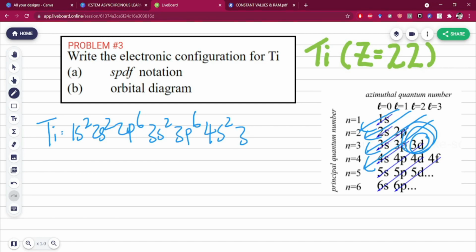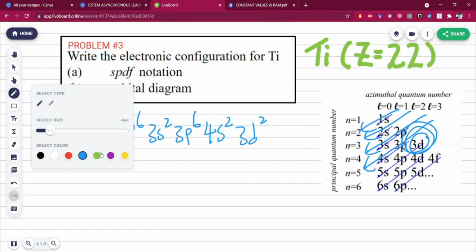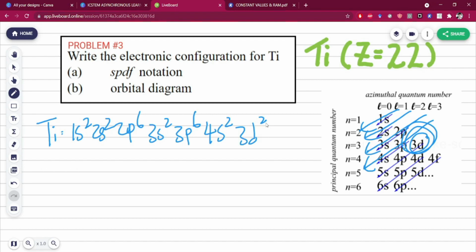So you're going to get 3d2. So let's have a look. 6, 7, 8, 9, 10, 6, 7, 8, 9, 10, 20, 22. But do remember, once you start filling in electrons in the 3D, even one electron, then you're going to start to have this orbital shifted to the other side. This one will move to higher energy level.